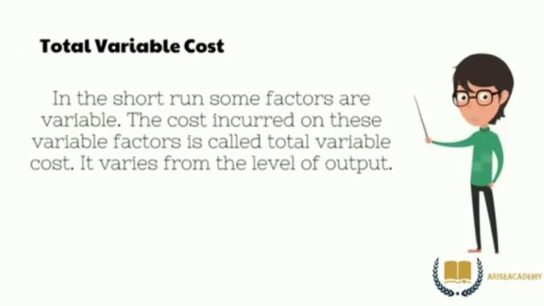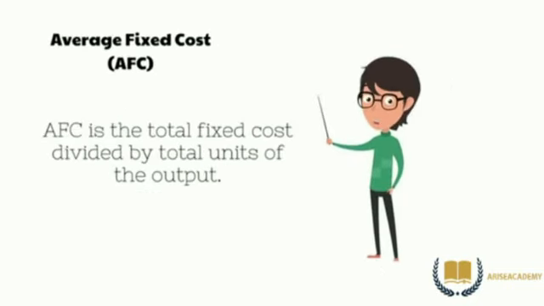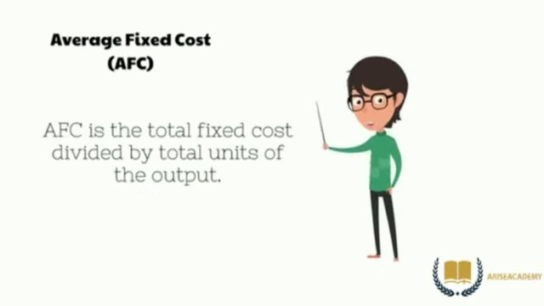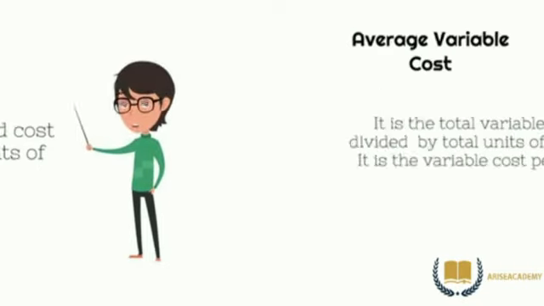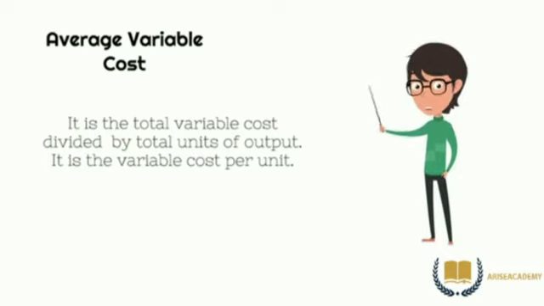In the short run, some factors are variable. The cost incurred on these variable factors is called total variable cost. It varies with the level of output. Average fixed cost is the total fixed cost divided by total units of the output. Average variable cost is the total variable cost divided by total units of output. It is the variable cost per unit.